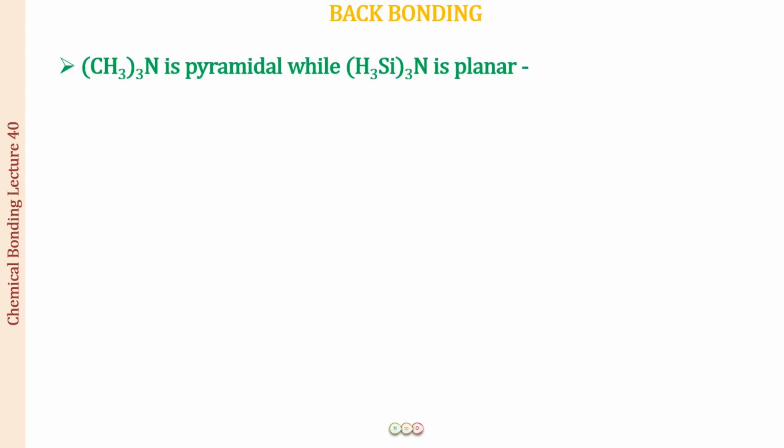So now let us look at a few applications of nitrogen as the donor atom, because you have a fair understanding of back bonding now. The first one which we discuss is trimethylamine, (CH3)3N, which is pyramidal in shape, whereas trisilylamine, (SiH3)3N, is a planar molecule, and you have to tell obviously why this is happening. So first of all, let us look at the structures.